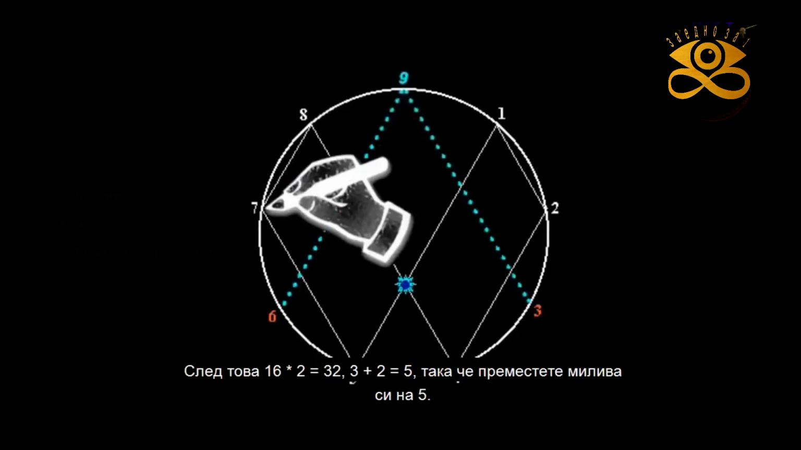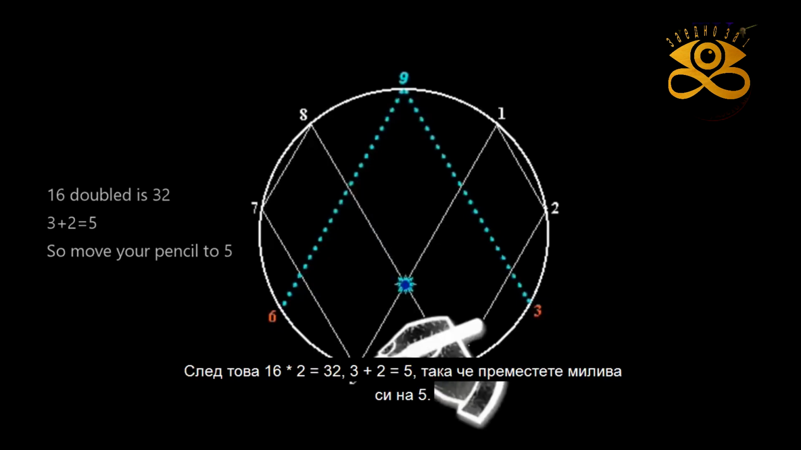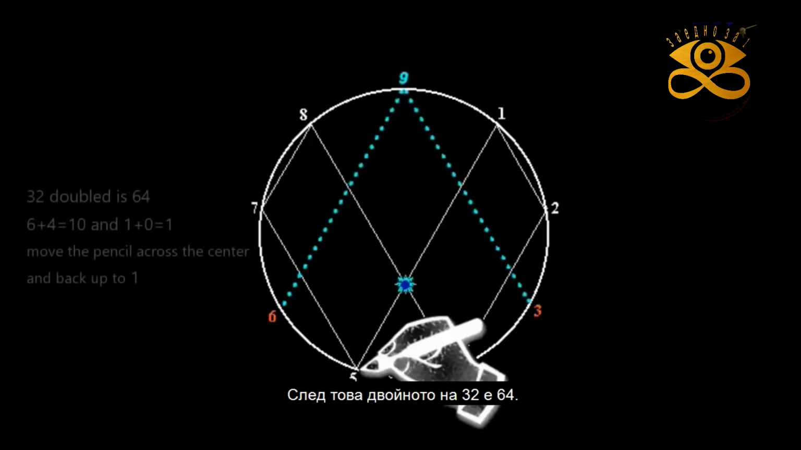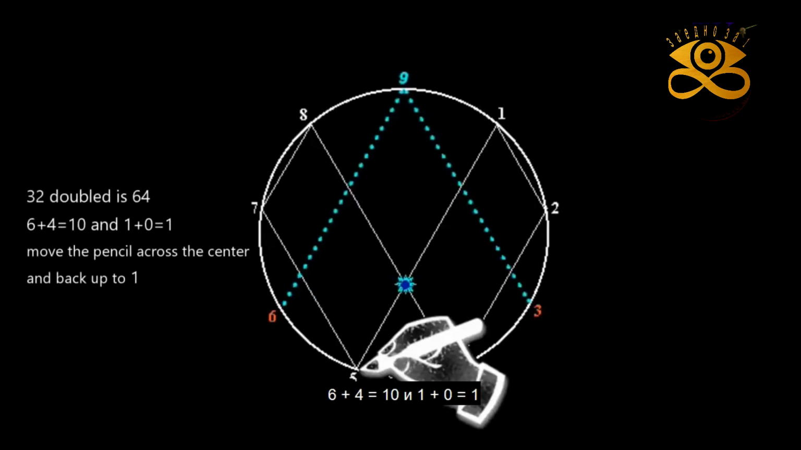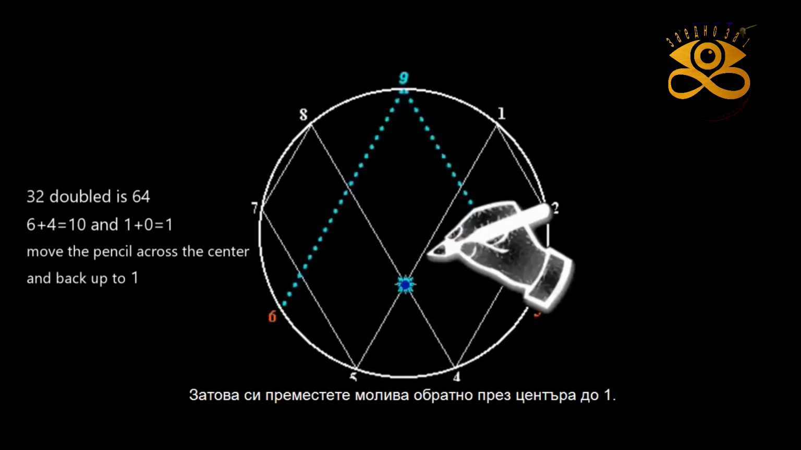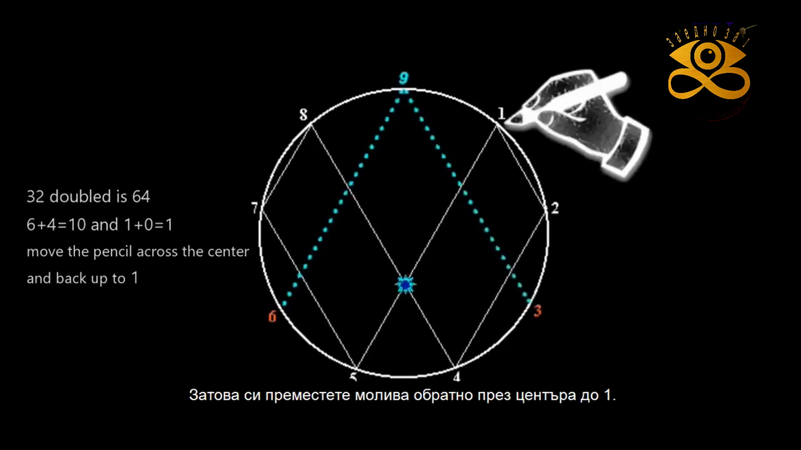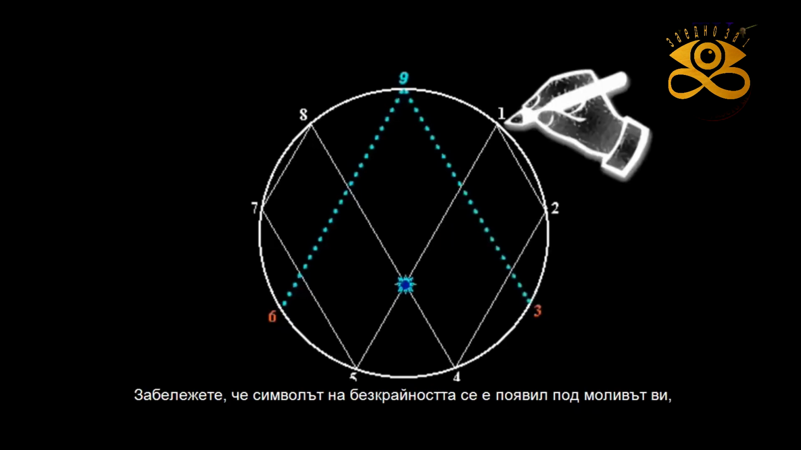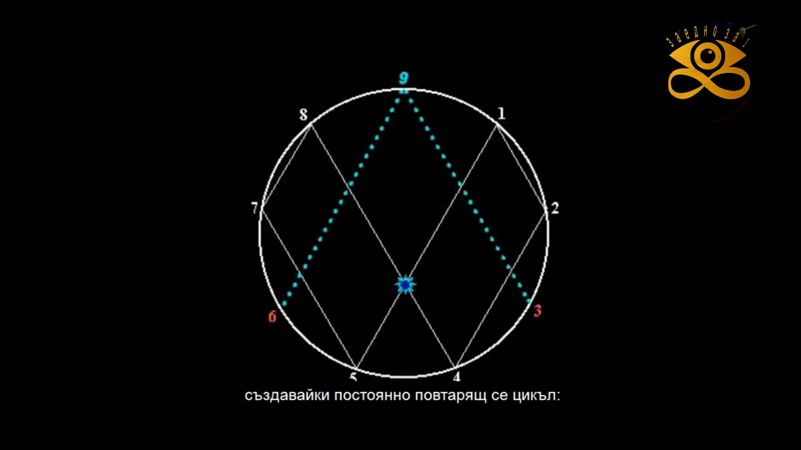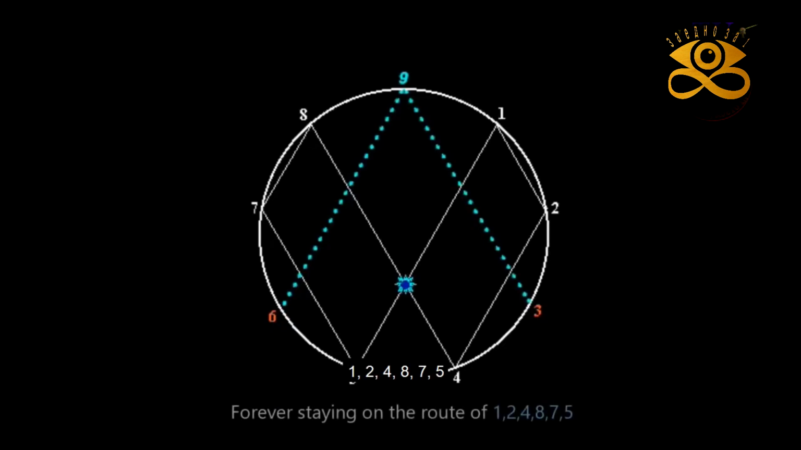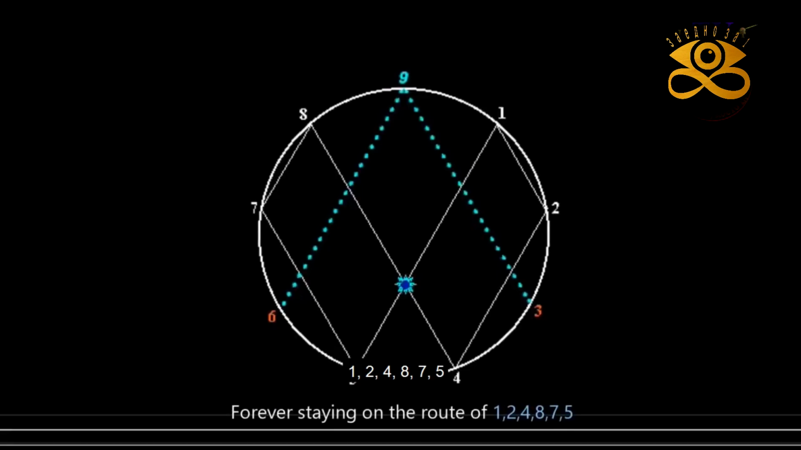7. Then 16 doubled is 32. 3 plus 2 is 5, so move your pencil to 5. Then 32 doubled is 64, and 6 plus 4 equals 10, and 1 plus 0 equals 1, and then you're back to 1. So move the pencil across to the center, and back up to 1. Notice the infinity symbol has formed underneath your pencil, creating an ever-repeating pattern of 1, 2, 4, 8, 7, 5.